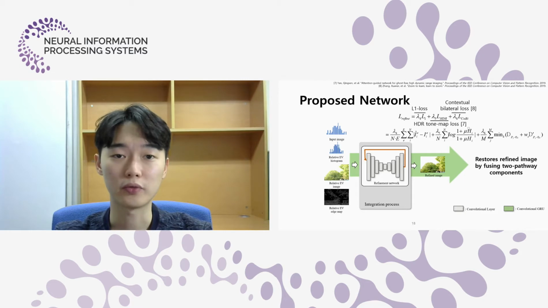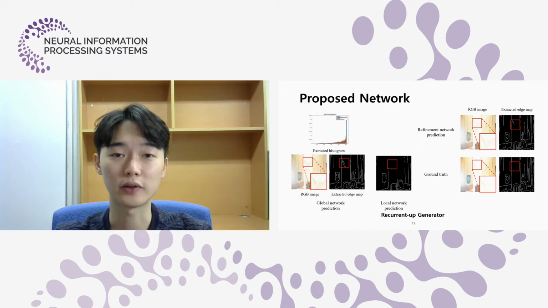Finally, the refinement network focuses on combining the outputs from both the global and local networks. We compute the L1 loss between multi-exposure stacks while imposing a tone-mapped HDR loss between HDR images. We further utilize the contextual bilateral loss to reduce the effect of any misalignment between images in the stack. Here, H indicates the synthesized HDR image and D indicates a distance function between features extracted from the VGG network.